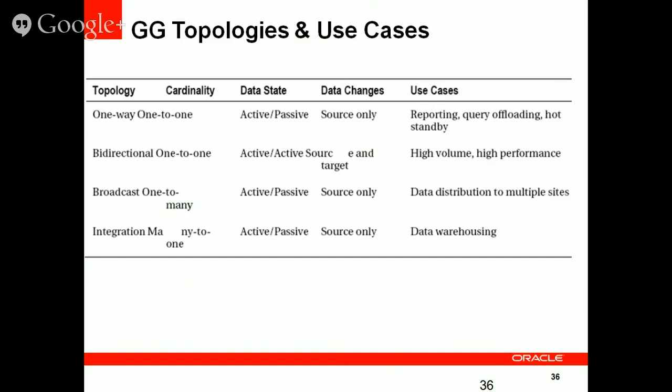Then broadcasting, one to many, that is possible. One will be active and the other ones, the many ones, will be passive. Data changes will be at the source side only, and data distribution to multiple sites is possible in this topology. Then integrating, many to one, so the active-passive kind of network is this. Data changes will be at the source side, and it is basically used in the data warehousing kind of environment.